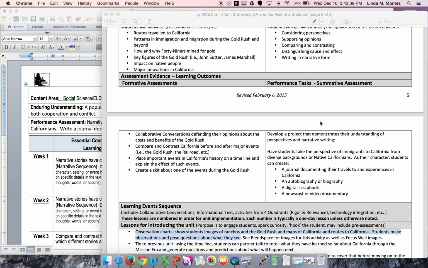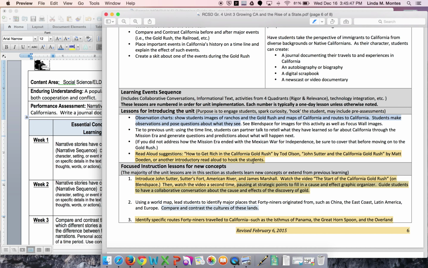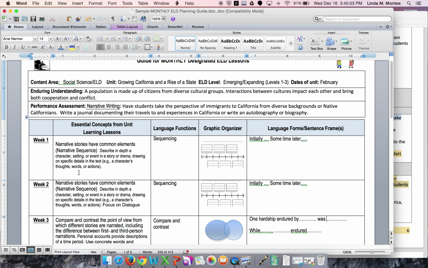So using this read aloud suggestion, I'm going to read one of the stories. I'm going to reread it during designated ELD. And during that designated ELD, I'm really going to begin this whole idea of what is narrative writing? What does that mean? Because I know that's the final outcome. And for students who are English learners, they'll need more support.